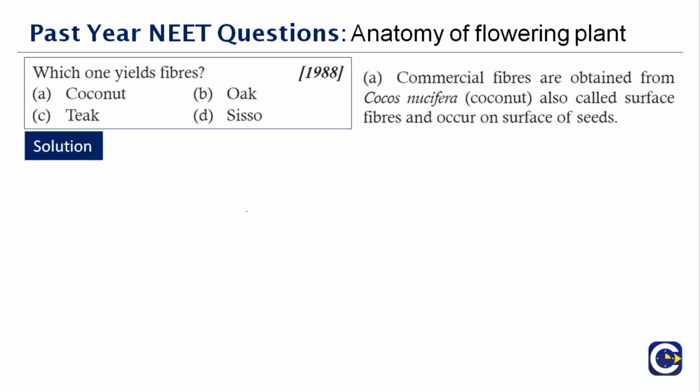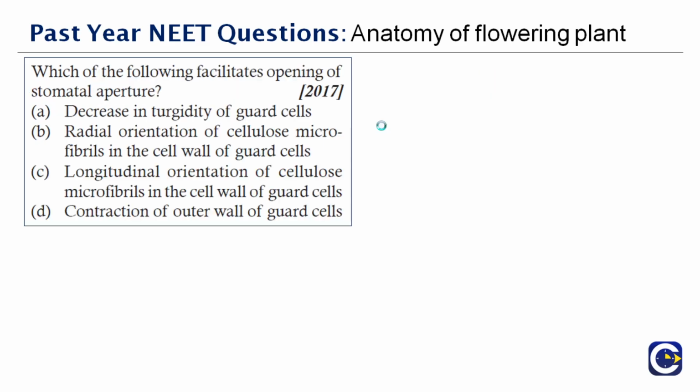So the scientific name is Cocos nucifera. Cocos nucifera is the scientific name of the coconut, and it is also called the surface fiber and occurs on the surface of the seeds. So this is again an easy question for you to answer, but always remember, analyze the 4 options and then check in your answer. Okay, the correct answer to this question is option A. Now moving on to the next question here.